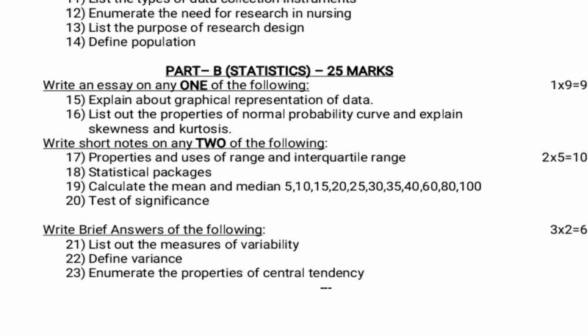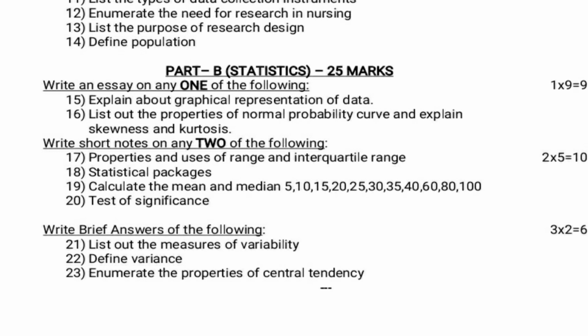16th question, list out the properties of normal probability curve and explain about skewness and kurtosis. So this is 1 into 9, which is equal to 9 marks.